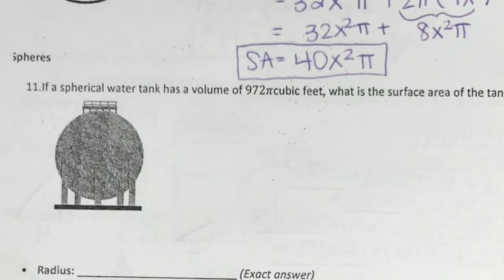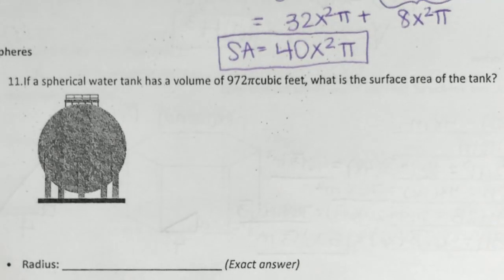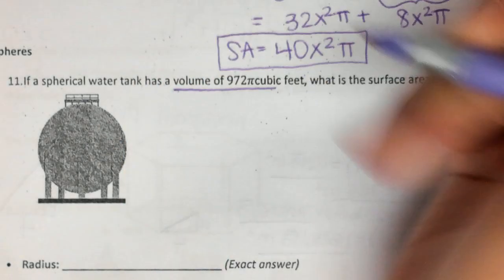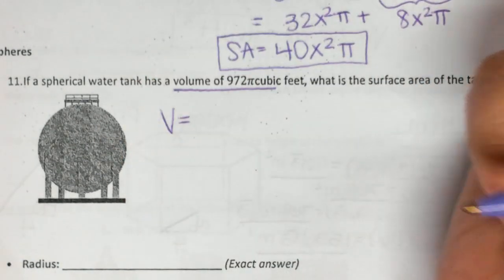Okay? If a spherical water tank has a volume of 972 pi cubic feet, what is the surface area? What did it give me? What shape is this? What's the volume of a sphere?